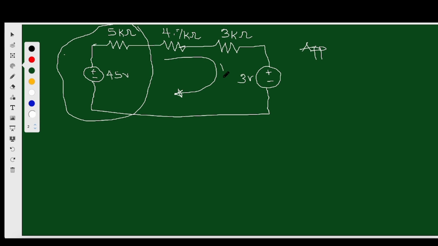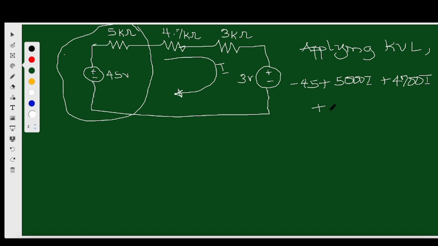Applying Kirchhoff's voltage law, of course, I'm looking for the variable I, the current through the circuit. Right, so if I start from this voltage source here, we have minus 45, then plus 5,000 I, that's 5 kilo ohm, plus 4,700 I, plus 3,000 I, then plus 3 volts equals 0.